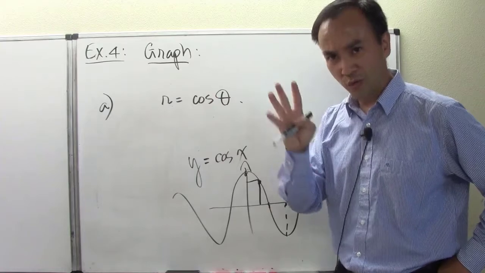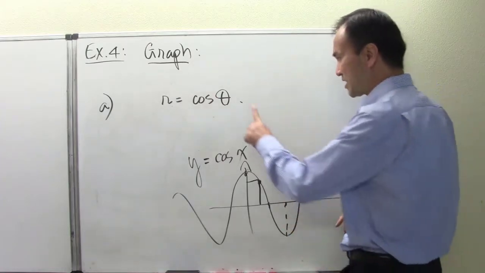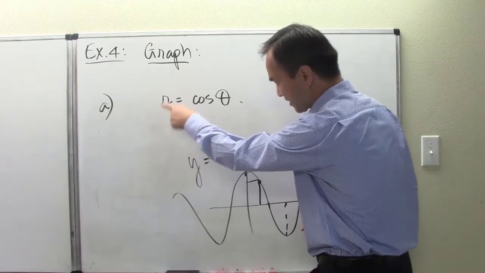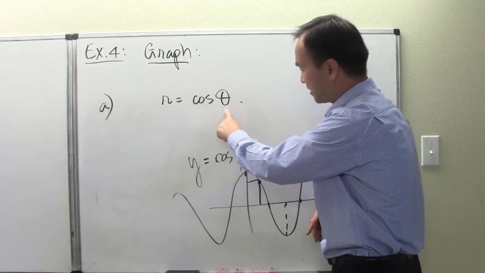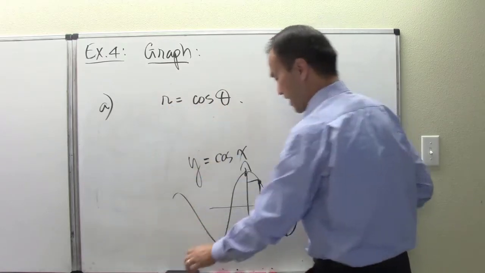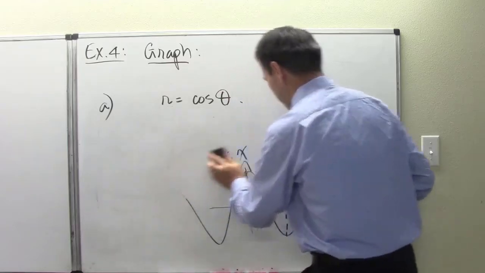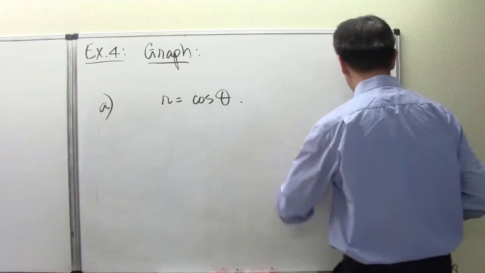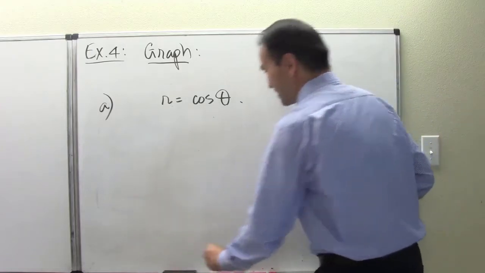But what we want to learn here is how to see these in terms of radius and angle. This is radius, and this is angle. And in that way, this graph is not the one applicable for our case here. So here's how we graph.